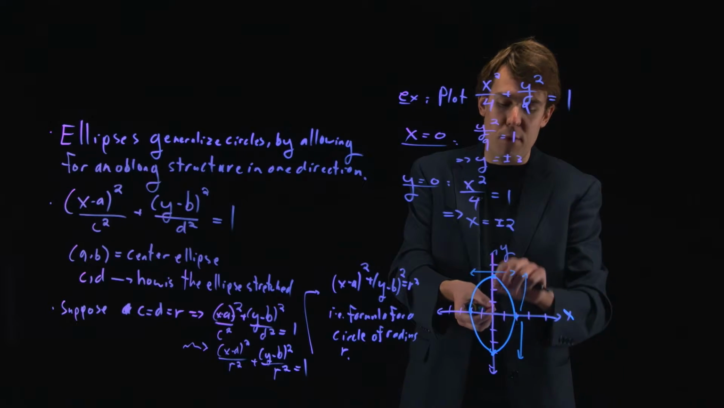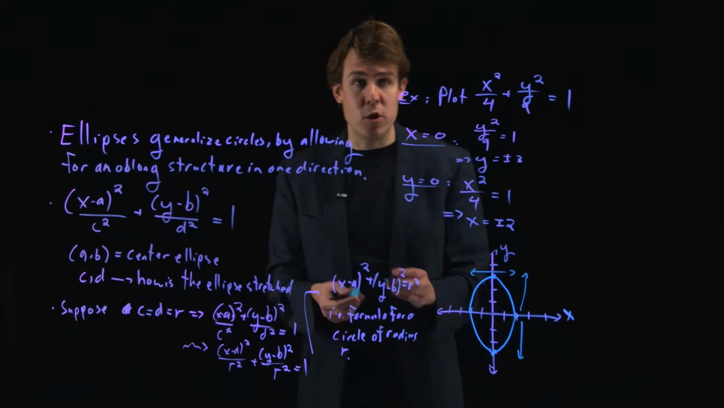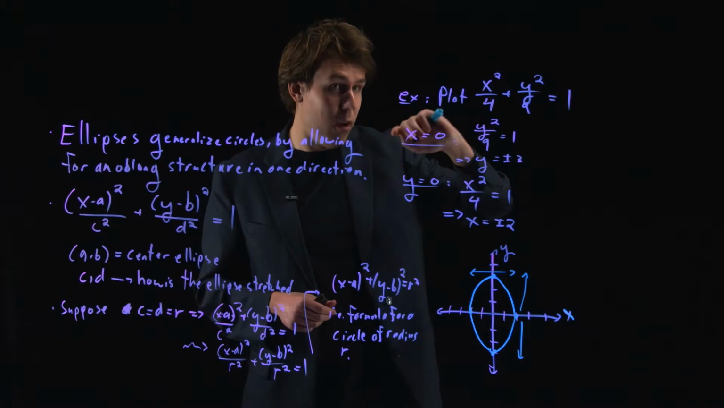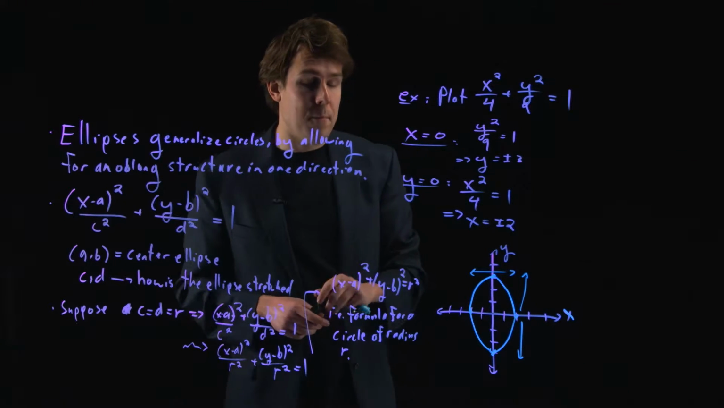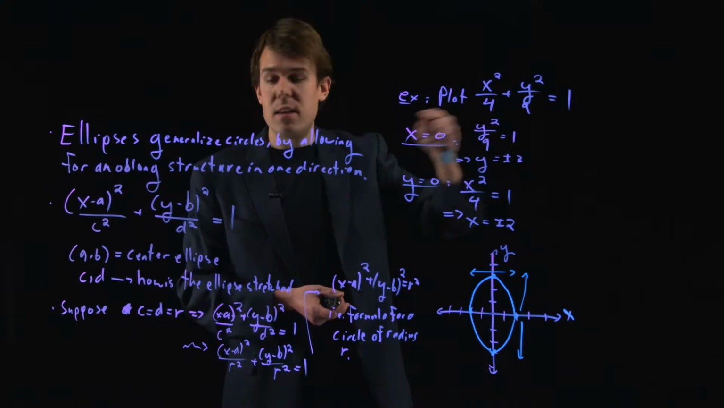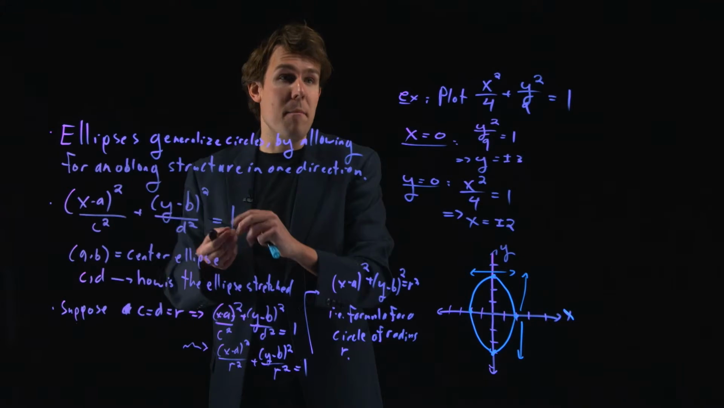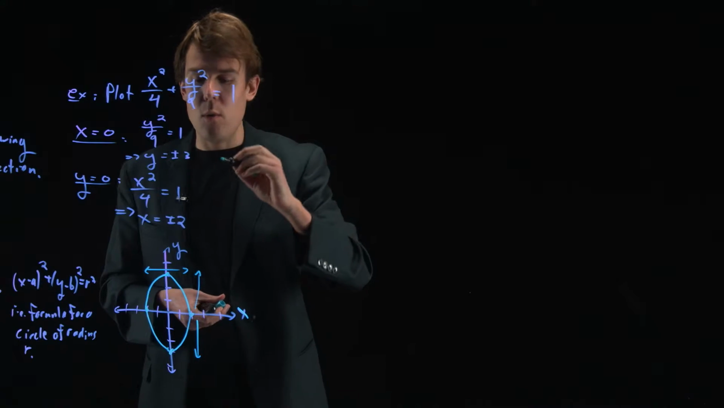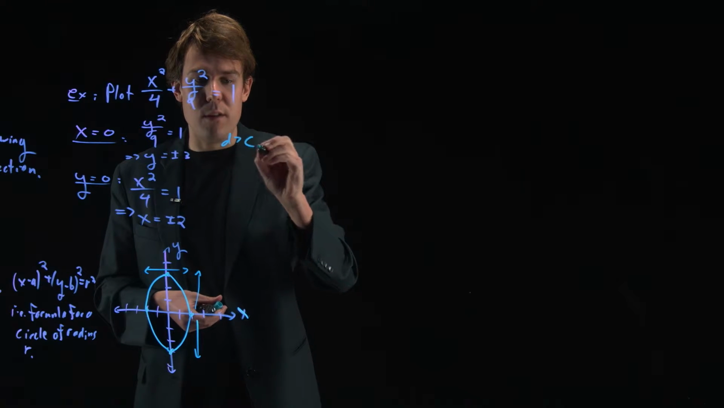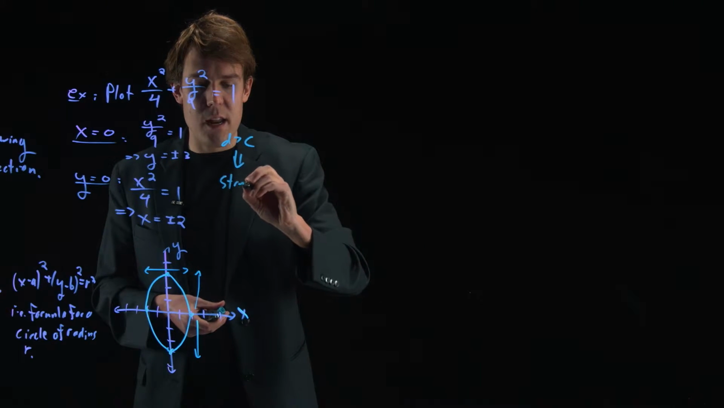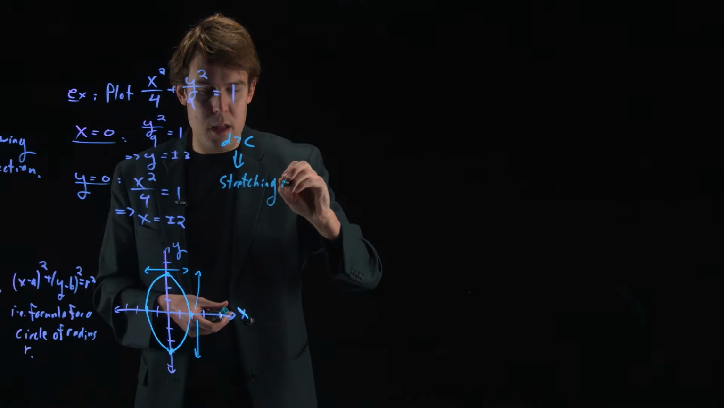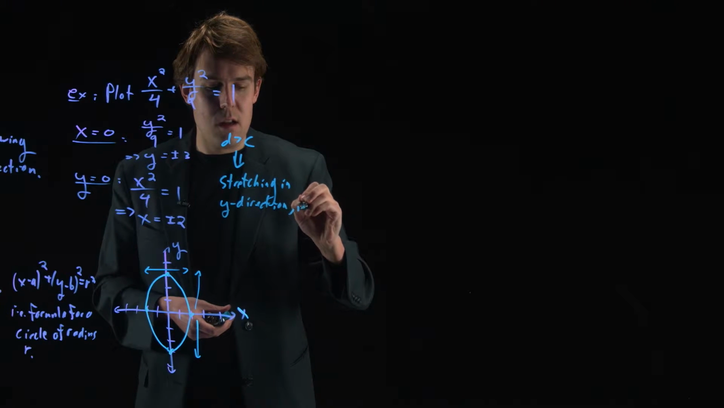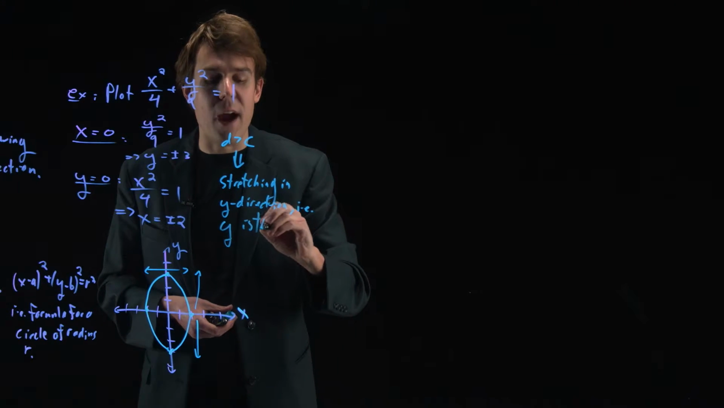It's stretched by a factor of 3 in the y direction and by a factor of 2 in the x direction. This makes sense because I have a 9 here versus a 4. This is bigger, so I'm allowed to have bigger values of y. In fact, if d is greater than c, then the major axis is the y-axis, that we're stretched in that direction. So in this case, d is greater than c, which implies stretching in the y direction. And we give a special name to this. We would say that y is the major axis.